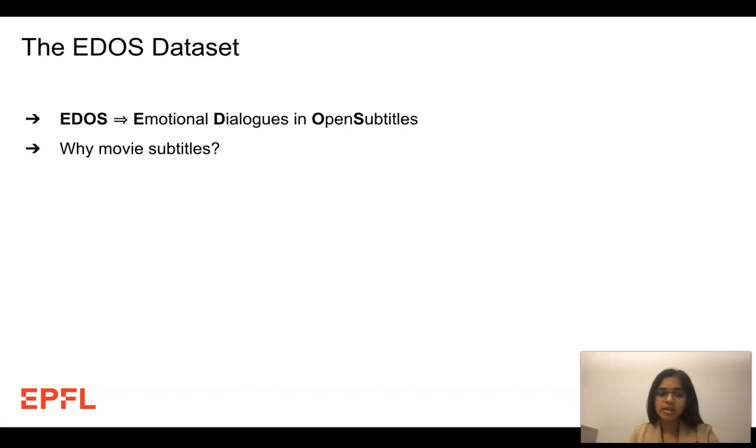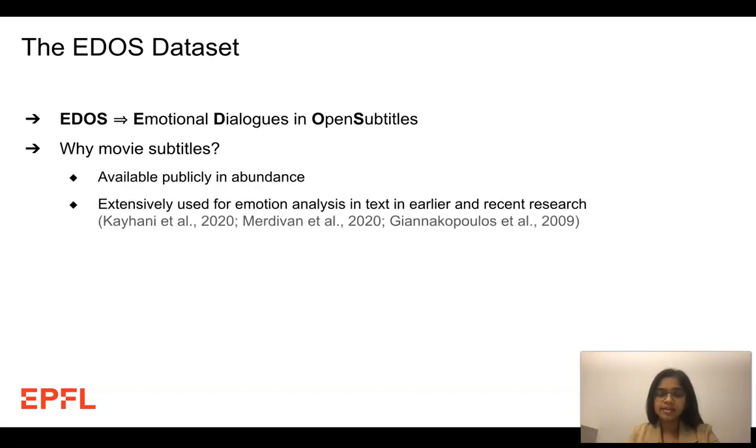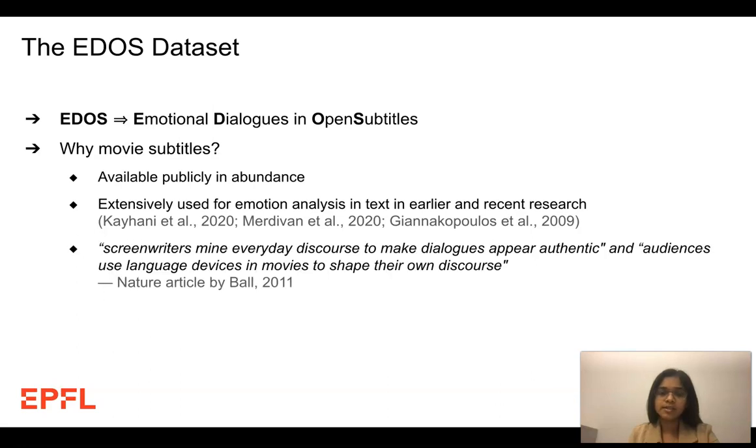Why do we use movie subtitles? One reason is that they are available publicly in abundance, and they are also used extensively in emotion analysis in text in earlier and recent research. One other important reason is that most of the time screenwriters mine everyday discourse to make dialogues in movies appear authentic. And in turn, audiences use language devices in movies to shape their own discourse. This makes movie subtitles pretty much close to everyday discourse.